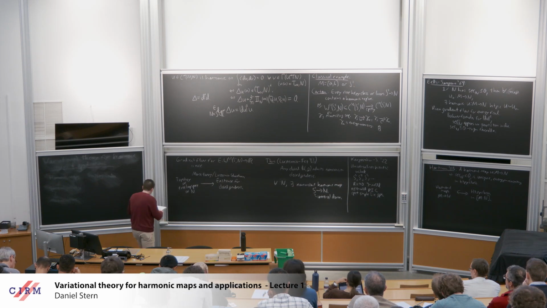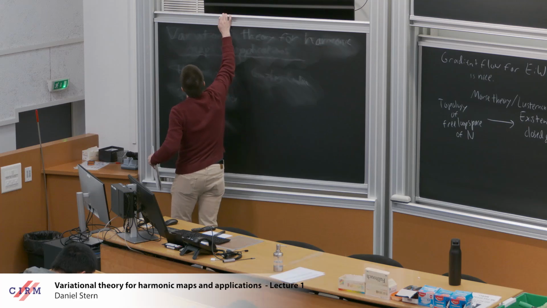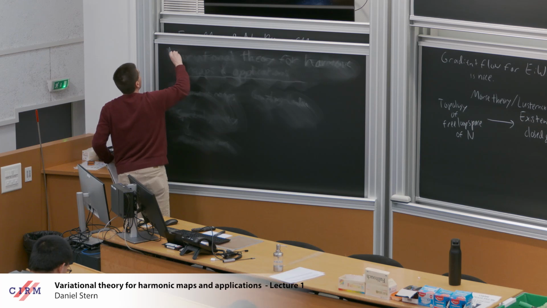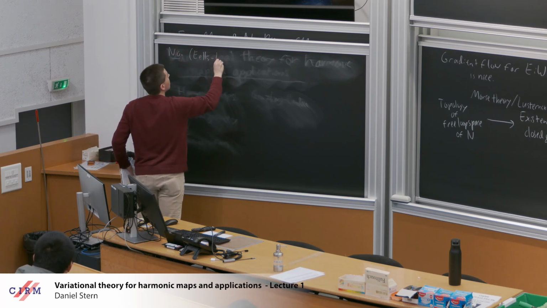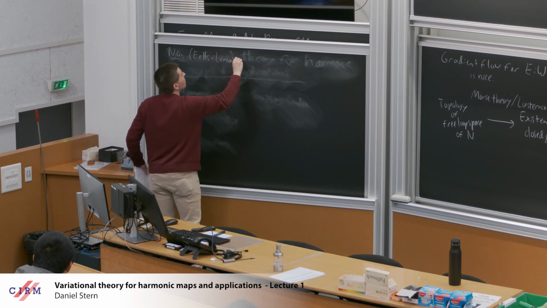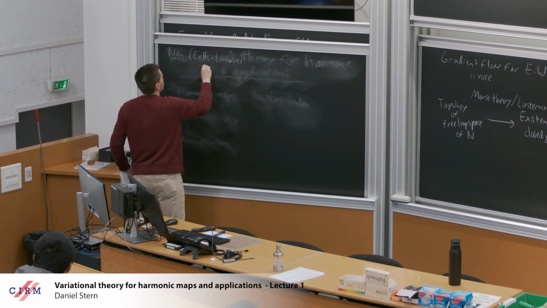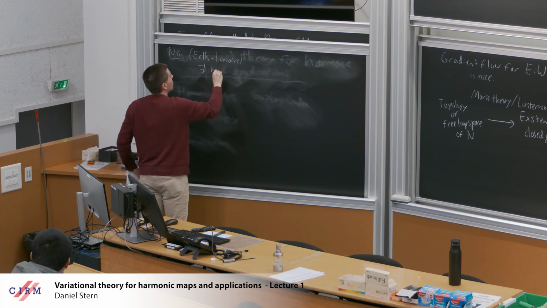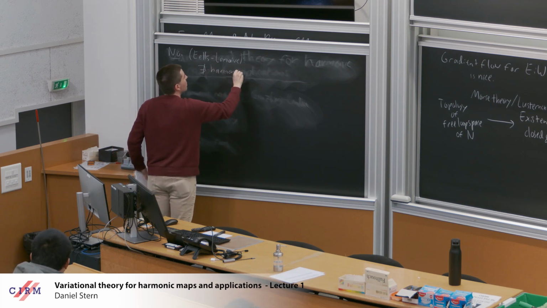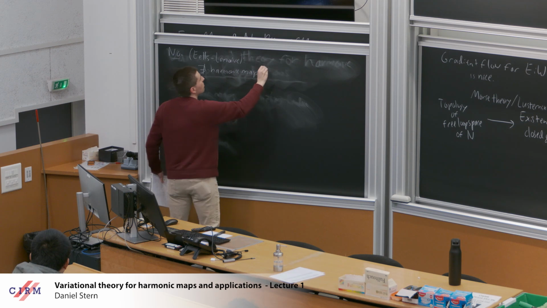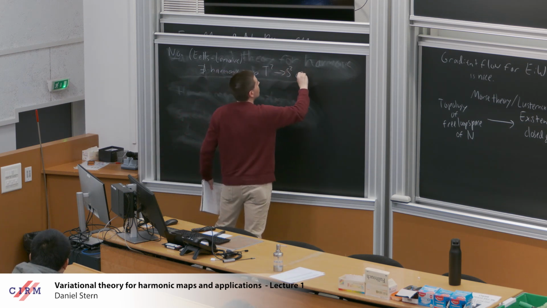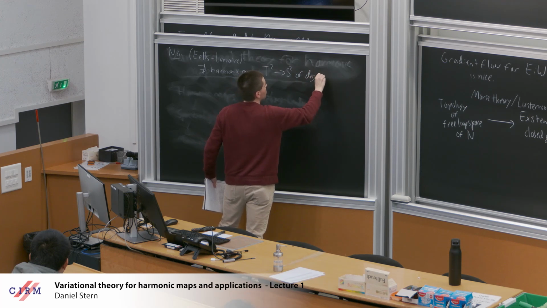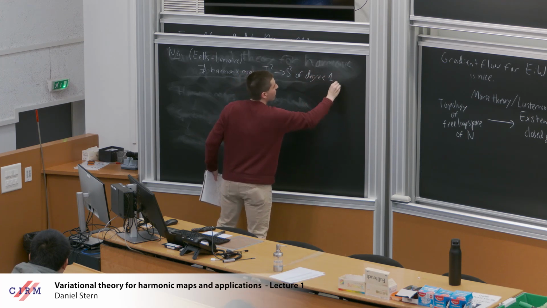So, I think the first case this was observed rigorously in, I think, is Eells and Lemaire: there's no harmonic map from the 2-torus into the 2-sphere of degree, say, plus or minus 1. Okay?